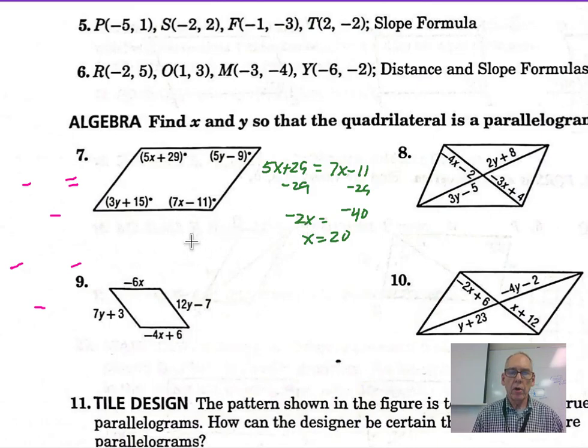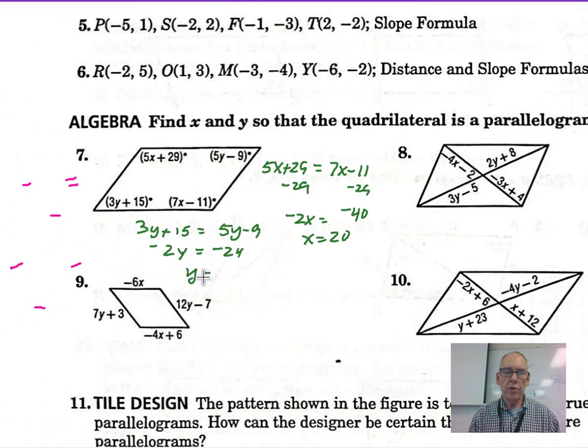And for the y part, 3y plus 15 has to equal 5y minus 9. Take away 5y from both sides, and take away 15 from both sides. Divide by negative 2, y equals 12. So those are the x and the y that make number 7 into a parallelogram.